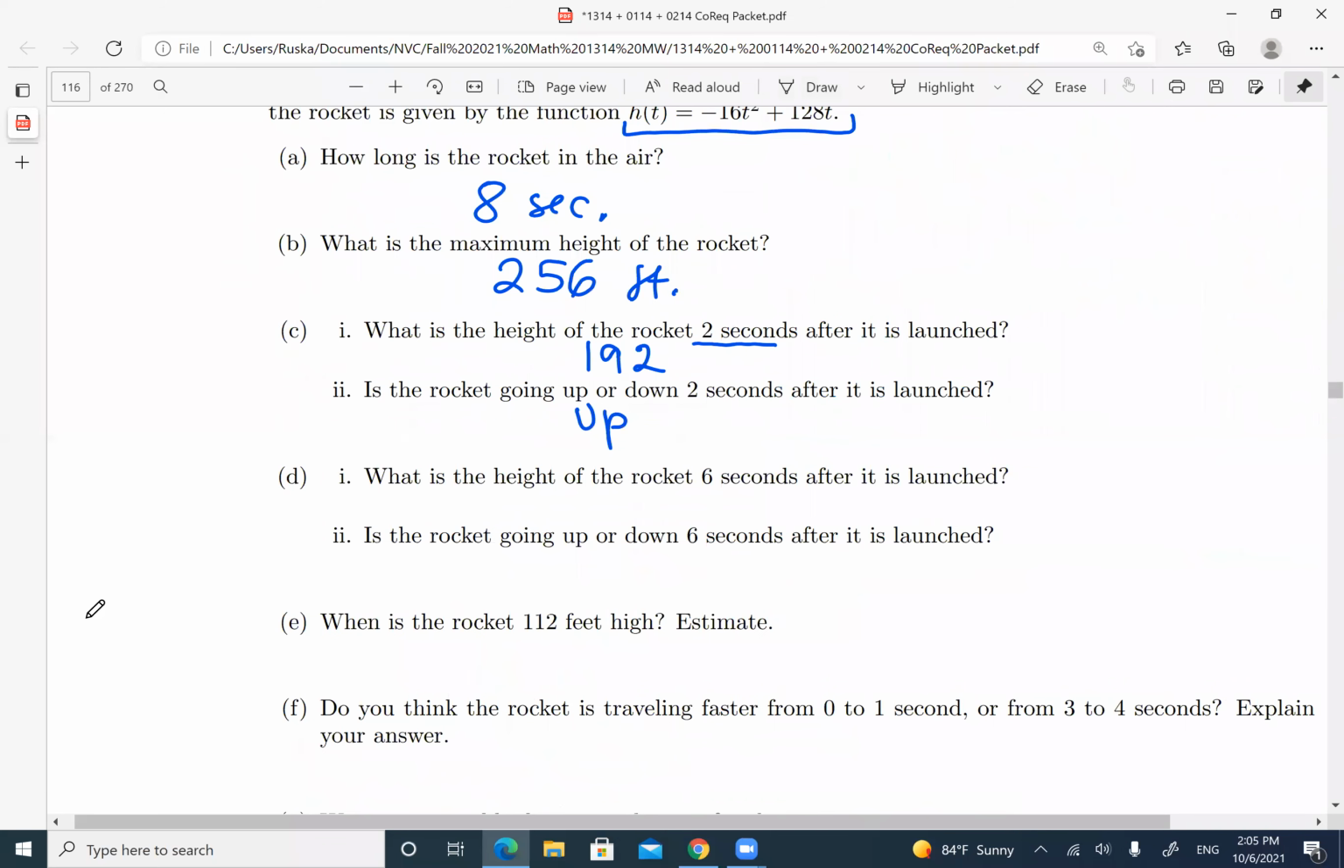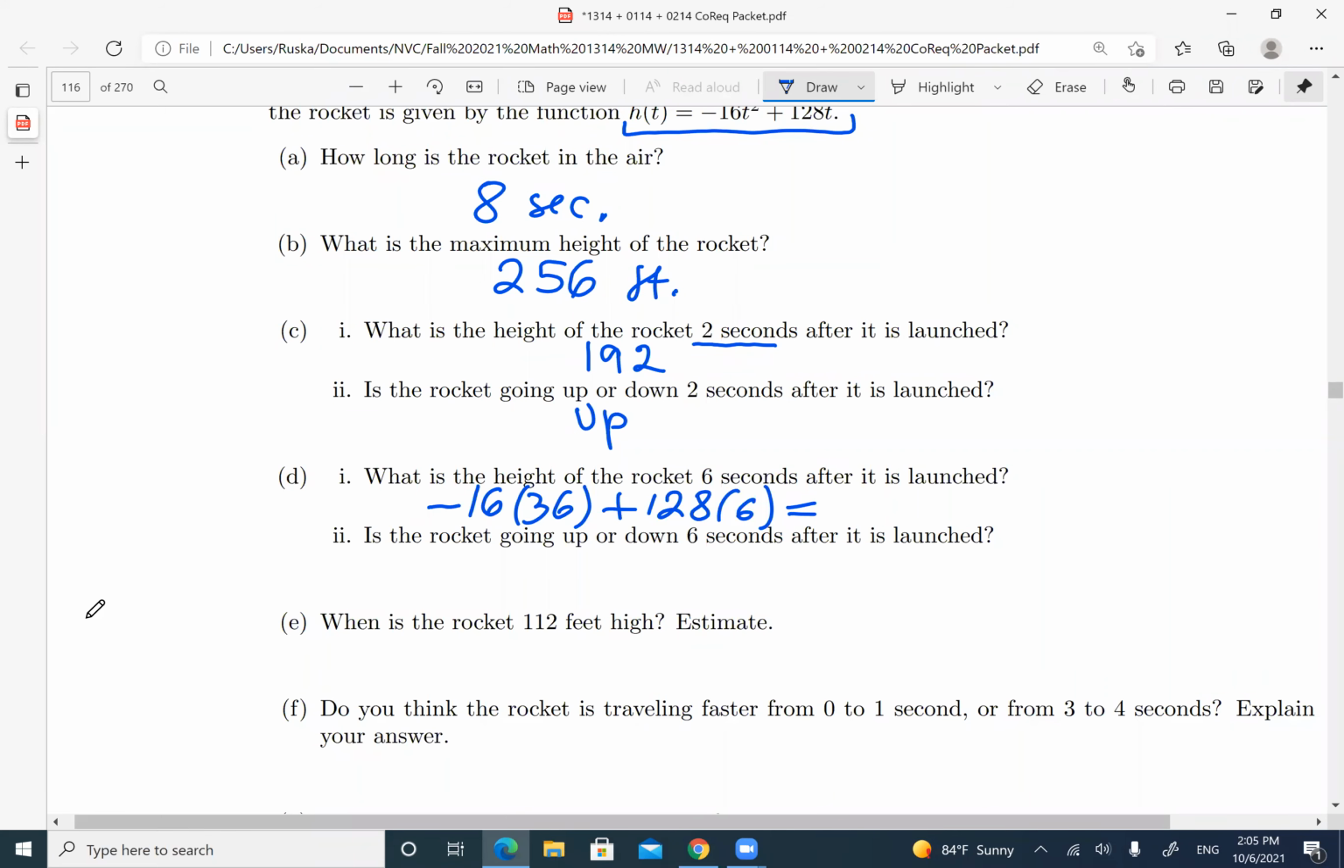So that's what you're going to do now. We're going to replace t with 6, and you're going to calculate that. So I have negative 16, I'm going to write it here, 6 times 6 is 36, plus 128 times 6. And you're going to calculate that.